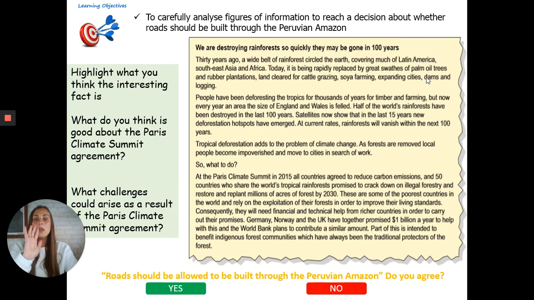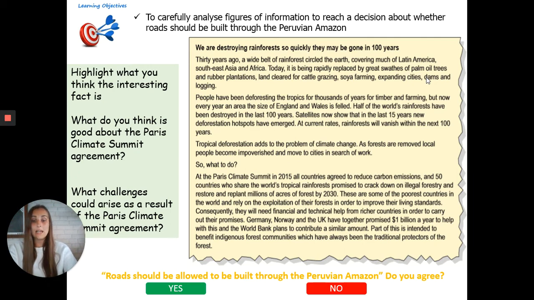So I'm not going to read all of this out to you because you might want to take some time to read through, break it down, circle any words you're not sure of, try and find out some definitions and so on. But I'll introduce what this piece of information is. So it's a little bit of information with the headline that we're destroying rainforests so quickly that they may be gone in 100 years, which is obviously really alarming. So go through this, highlight any interesting facts that you find.